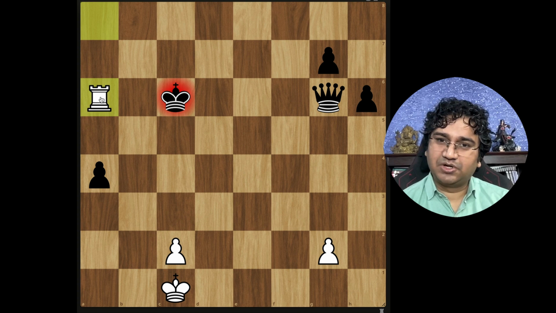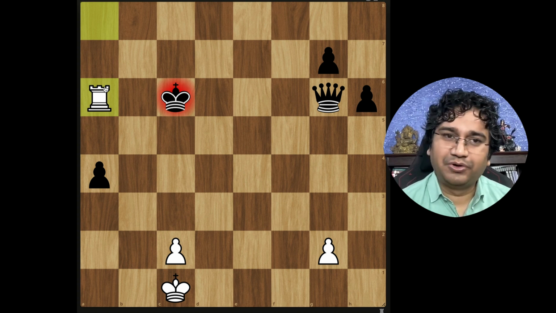So understand pin and skewer, they are very important concepts. Just remember some basic patterns and you will enjoy the game. I hope you understood this well. Thank you.